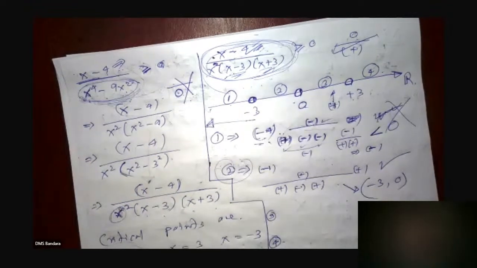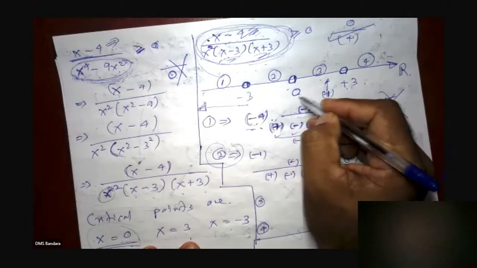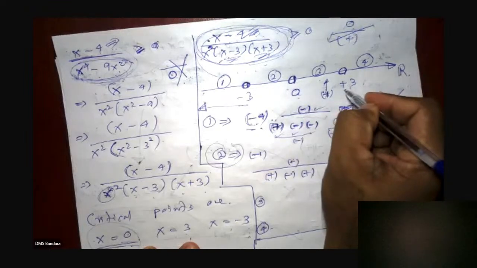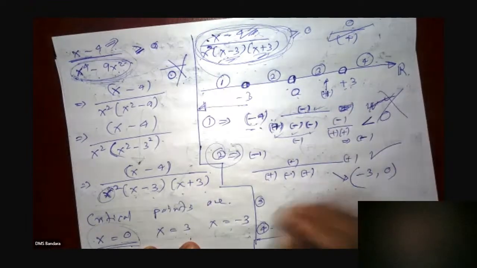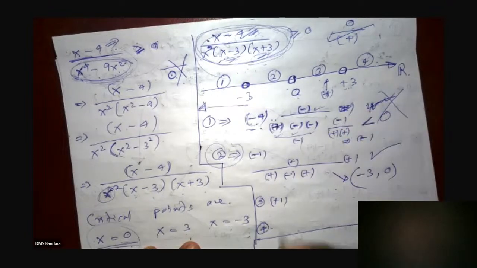Final answer I write here, you have to check region 3 and region 4 by getting the test point from region 3. You can get any point from 0 and 3, such as 1. The test point is +1. From 3 to infinity, the test point is +5. You can check, right?